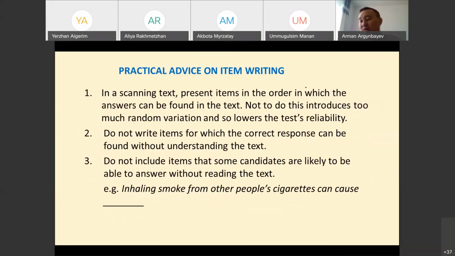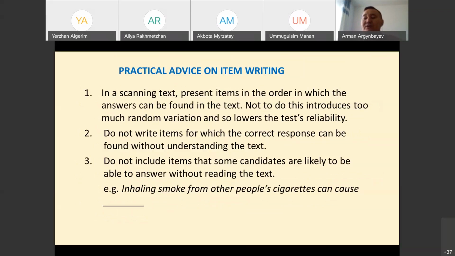Practical advice on item writing. When asking questions, make sure that the questions come in correct order in the scanning text, if there are several scanning questions.